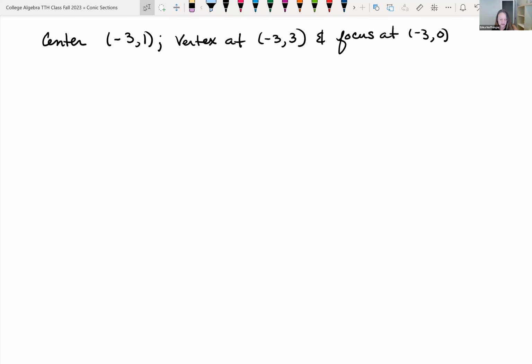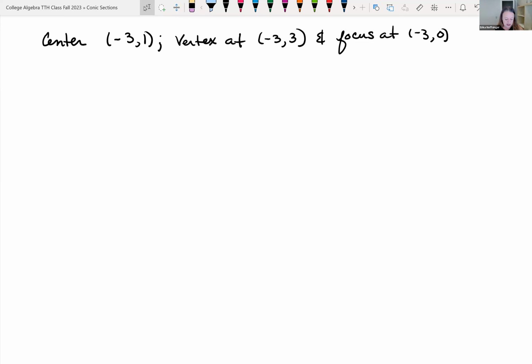So looking at the following example, we're given information about the ellipse and we want to find that equation. And so we're given that the center is -3, 1. We're given that one vertex is -3, 3. And we're given that the focus is -3, 0. So again, let's plot what we're given, and that way we can tell which way is our ellipse going. Is it elongated the long way with the x-axis, or is it elongated the long way with the y-axis?